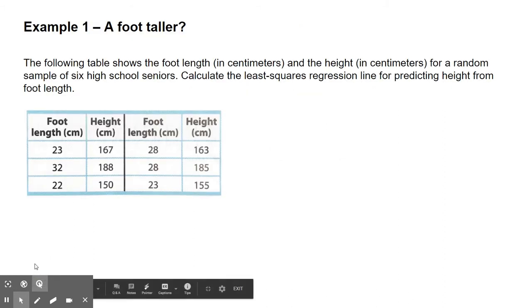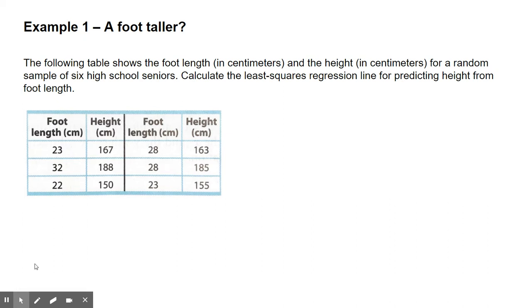All right, so example 1 says, a foot taller. The following table shows the foot length in centimeters and height in centimeters for a random sample of 6 high school seniors. Calculate the least squares regression line for predicting height from foot length.